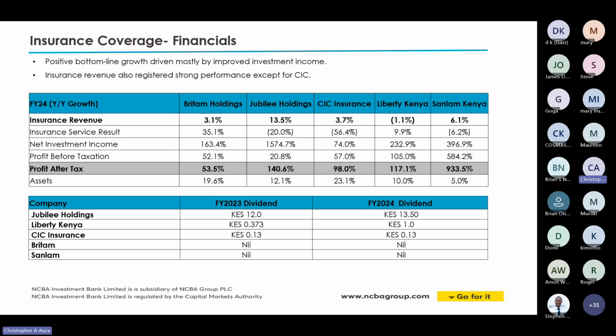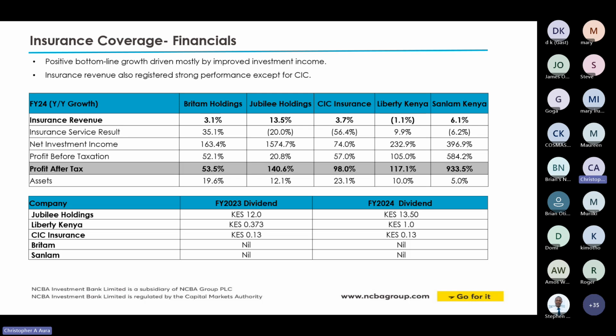In terms of the insurance revenue growth, it was positive, except for Liberty. And also for insurance service results, this is the net insurance revenue after I remove the insurance expenses that are involved. For Jubilee, CIC, and Sanlam, they recorded losses, but for Britam and Liberty, it was positive. So this is showing you that the insurance companies are really struggling in their core business, which is insurance.